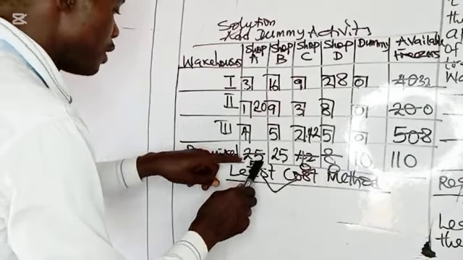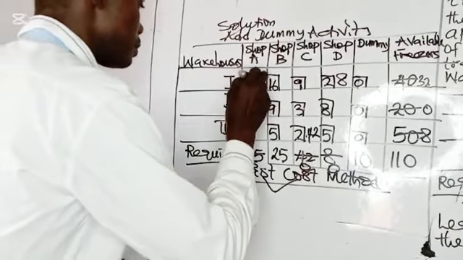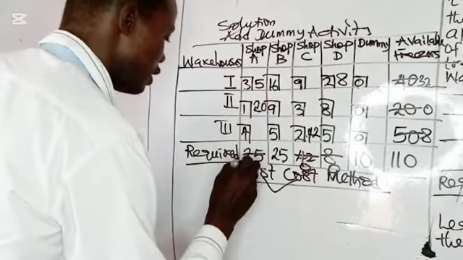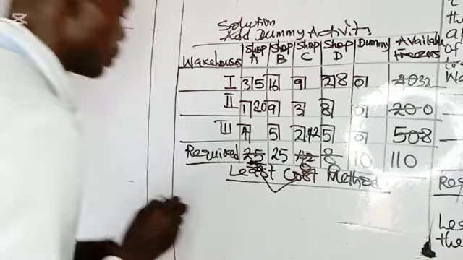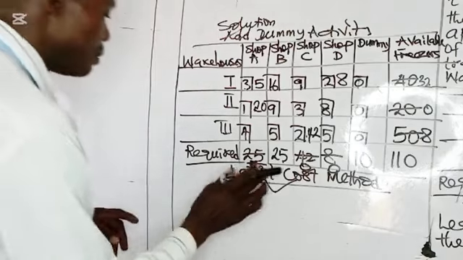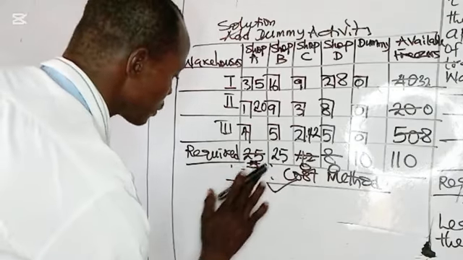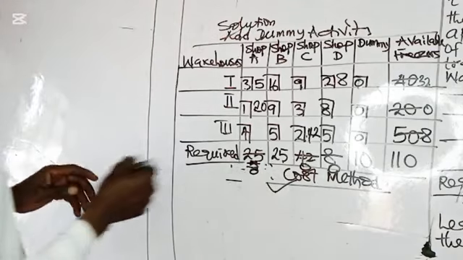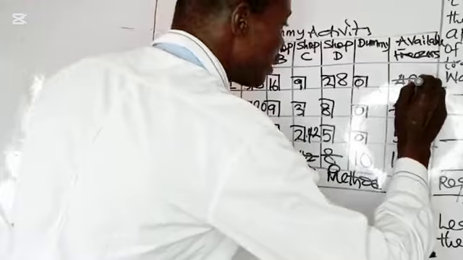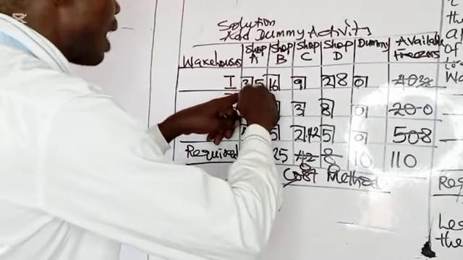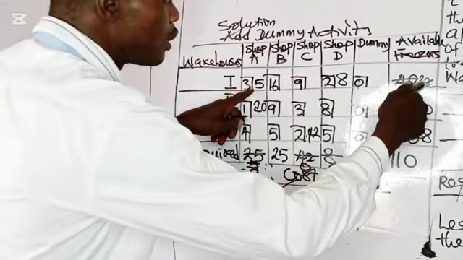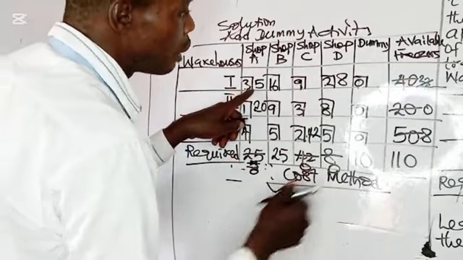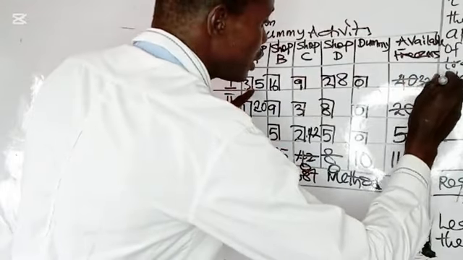If you allocate 5 here, then that means you'll be left with 0. Minus 5, that will be 0. But if you subtract 5 from 32, since you have allocated 5 here, if 5 goes out of 32, you'll be left with 27.